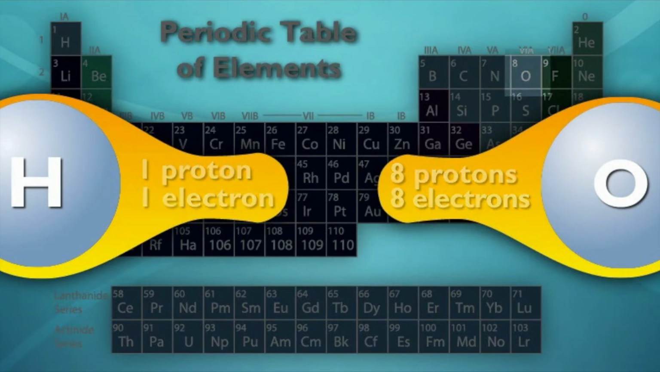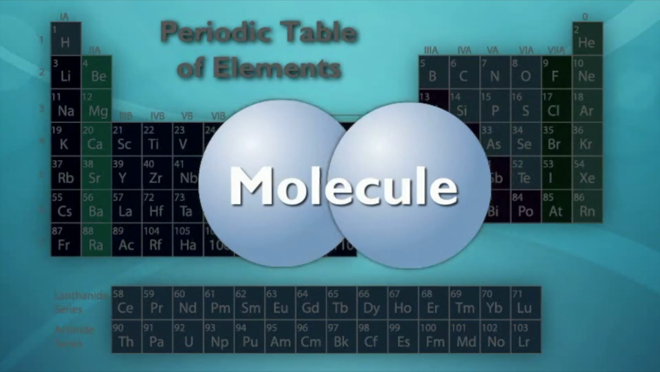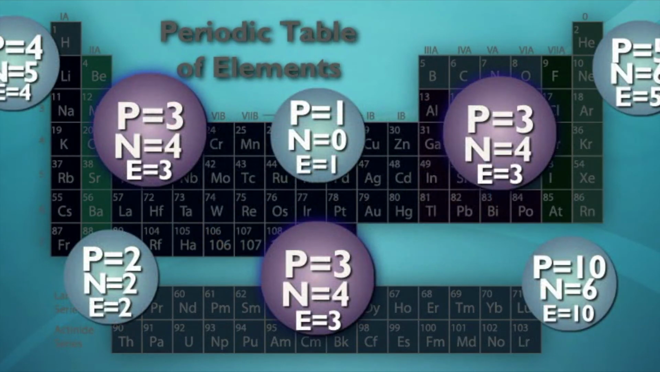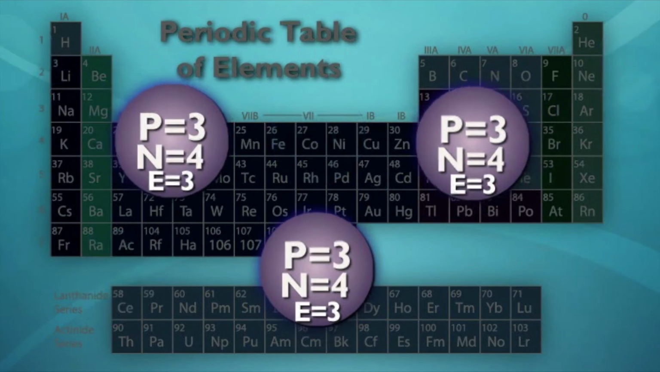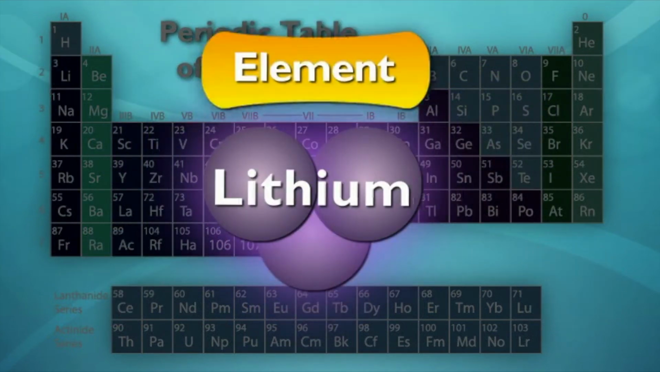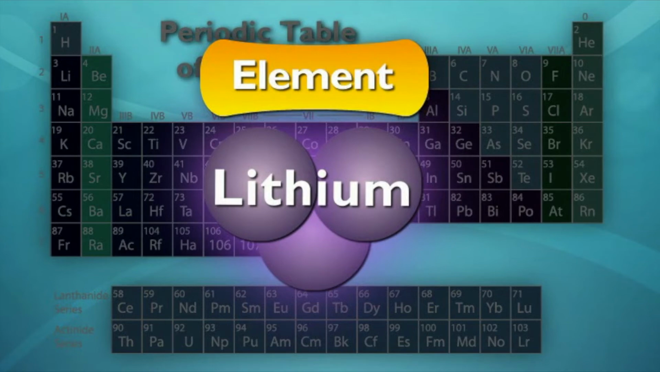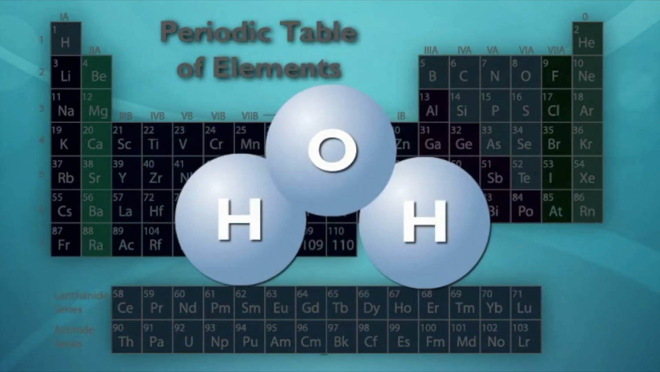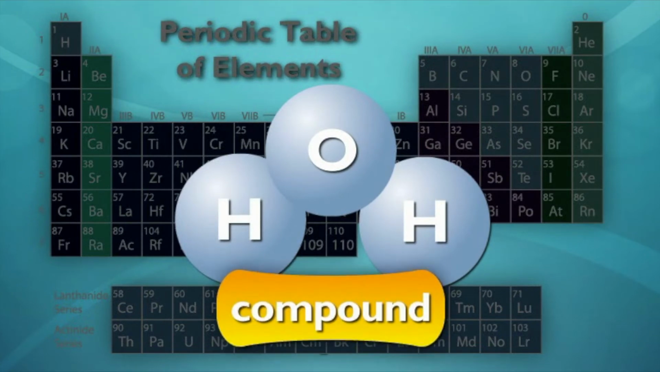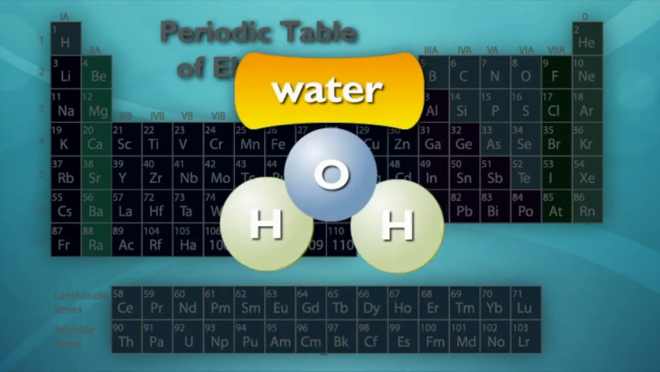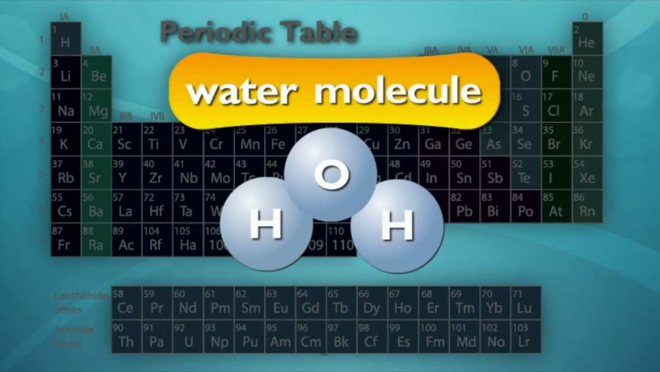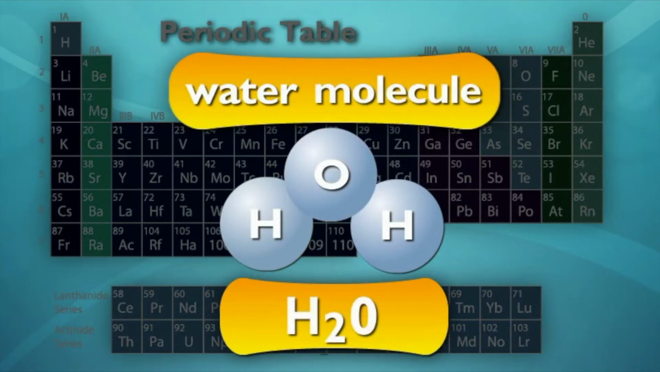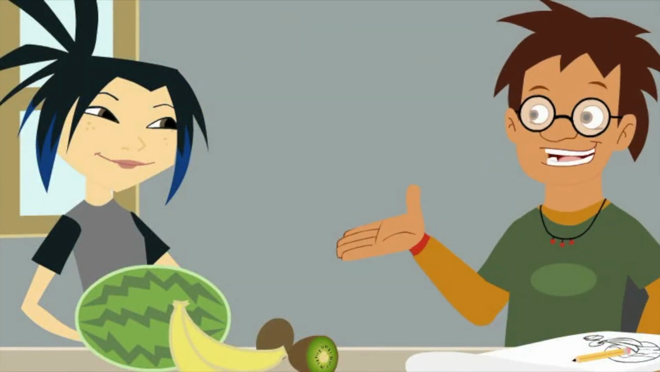Get it? When 2 atoms combine, they make a molecule. Sometimes the atoms that combine are all the same kind of atom. When that happens, an element is created. What if the atoms are different? If the atoms that combine are different, then they're still molecules, but they're called compounds. Like water. 2 hydrogen atoms plus 1 oxygen atom equals a molecule of water, H2O. Wow, atoms really are everything.